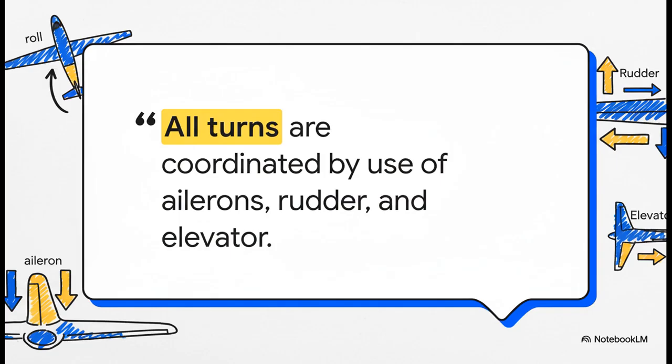A good, clean, comfortable turn isn't about using just one control. It's more like a dance between all three of them. A pilot has to coordinate the ailerons, the rudder, and the elevator just perfectly. But why? Why all the extra work?